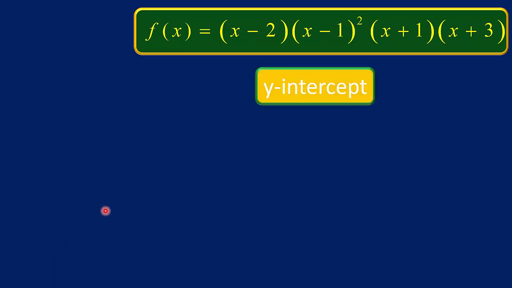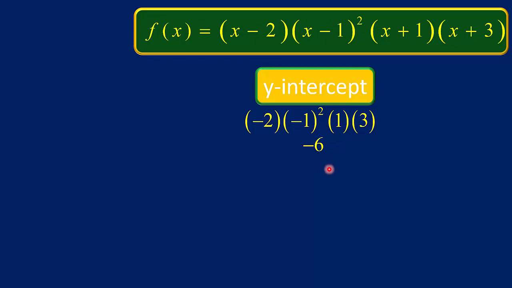Now, still, I want to find the y-intercepts. So I replace all the x's with 0. And when I do that on this one, I get a -6. See? Because this is -2 times 3, that's -6 times a +1. This -1 is squared, so this just works out to be -6.